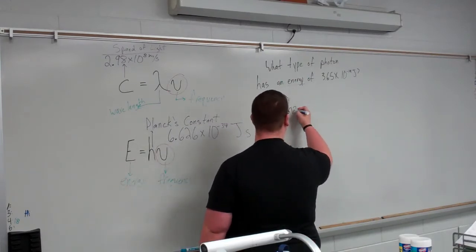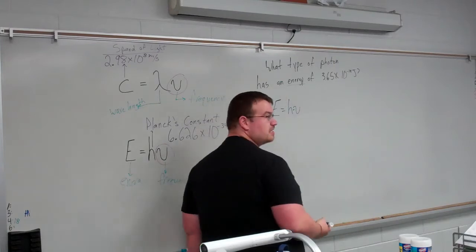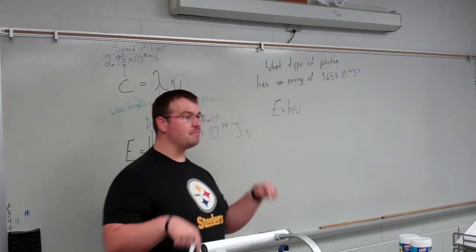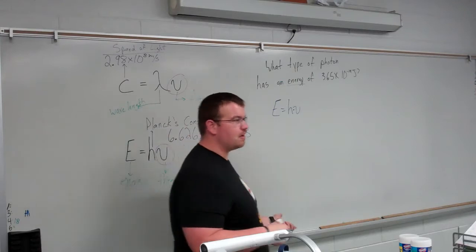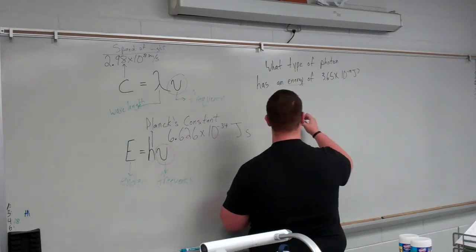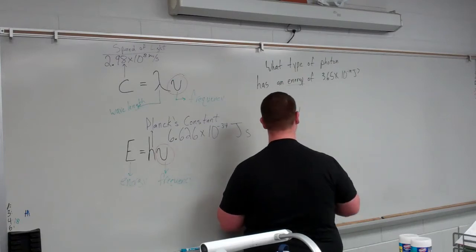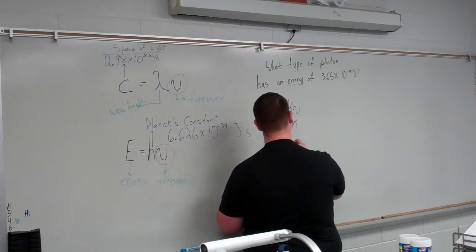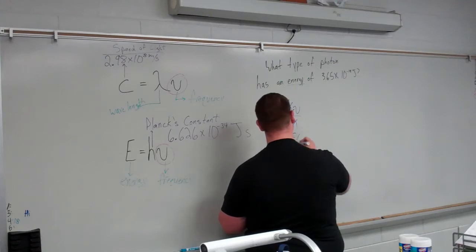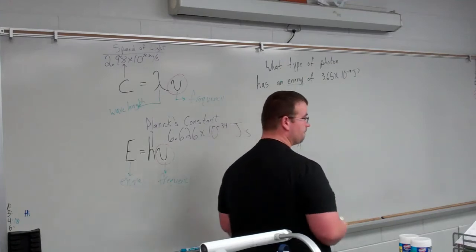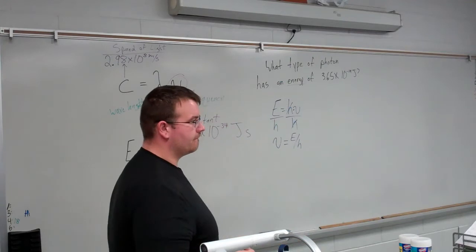All right, what's going on here? Multiplication. So to get frequency by itself, what do I have to do with Planck's constant? Divide by Planck's constant. Planck's constant cancels, leaves me with frequency equals energy divided by Planck's constant. Yeah, you already got step by step a little bit.